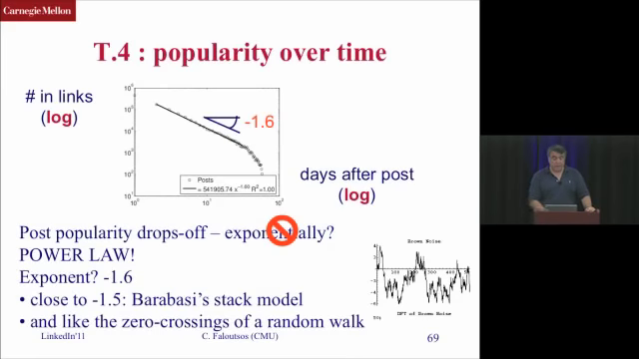It turns out that it's not -1, it's -1.6, which is very close to the -1.5 of the Barabasi stack model. The stack model is a very simple and ingenious way of describing how humans do tasks. So the idea is we have a task, a list of things to do.